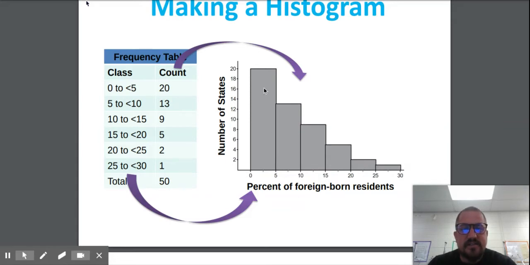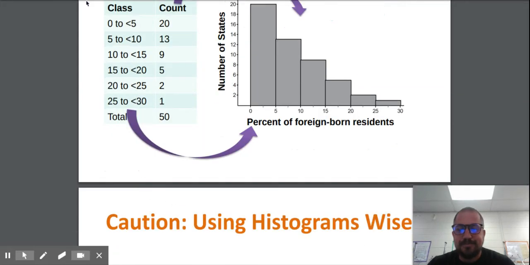So you can notice that we know that 20 states have from 0 to 5%, and we can easily see that 5 states have from 15 to 20%. So that will help you if you want to go back and see how you would make a histogram.